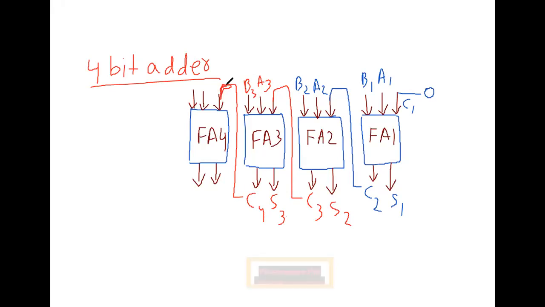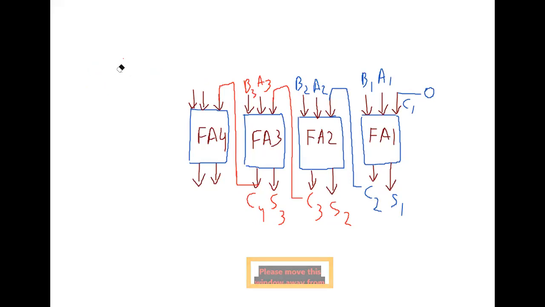Means you can directly connect to this one like this. Next, this bit is A4, B4, and this is S4. This one is C5. Understood? This is the block diagram for a 4-bit adder.